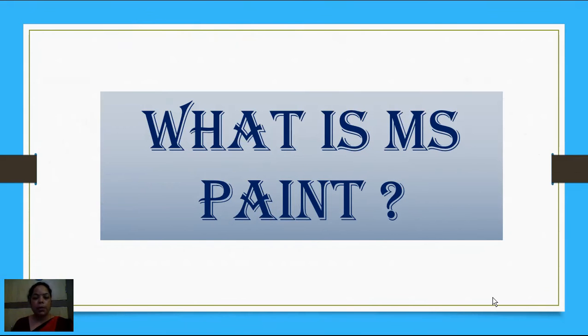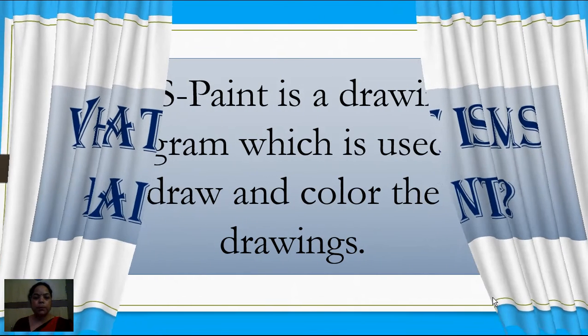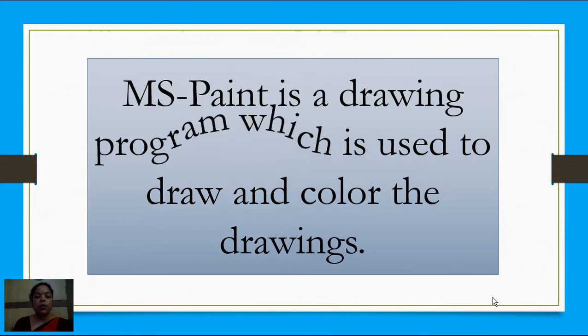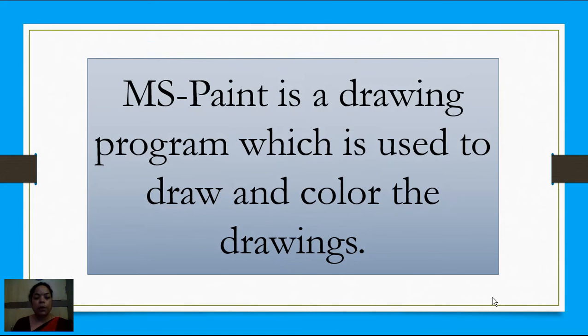What is MS Paint? MS Paint is a drawing program which is used to draw and color the drawing. It means with the help of MS Paint we can draw any type of drawing and we can fill the color according to our choice. Now the next question is how to open MS Paint. I am just telling you how to open MS Paint.